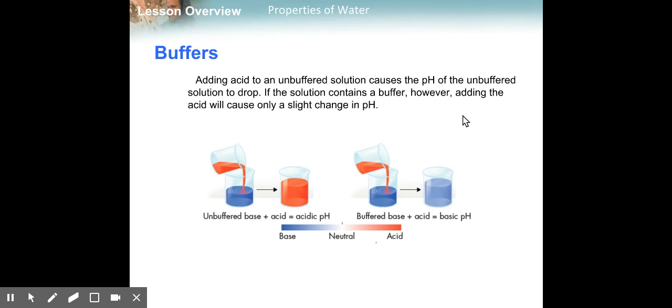And my slide won't go. Maybe because that's the end.